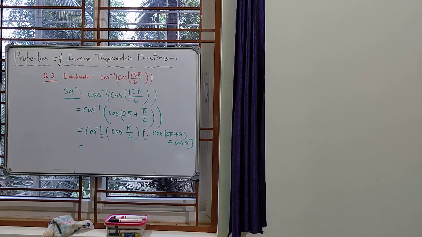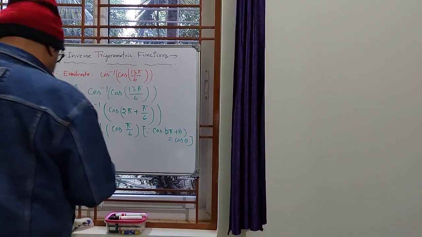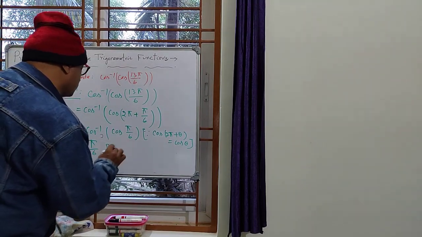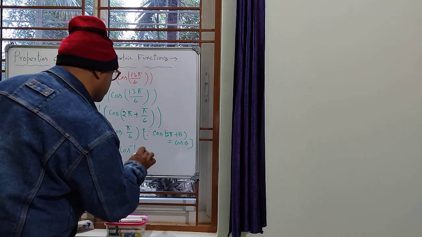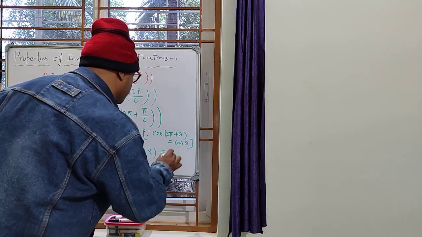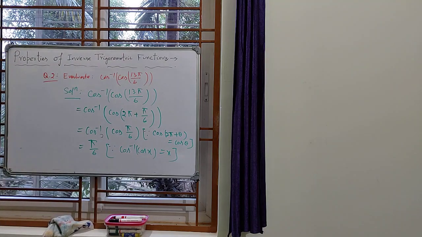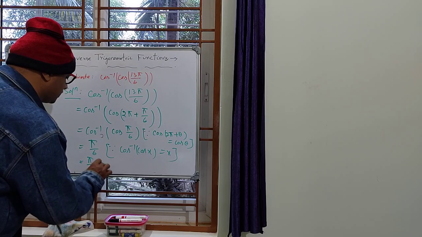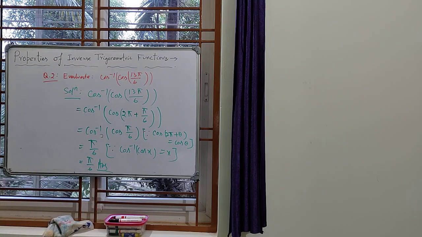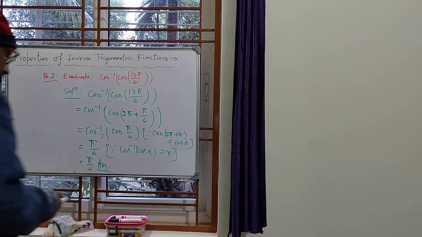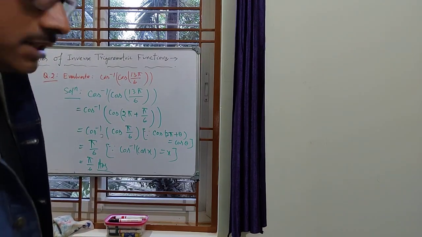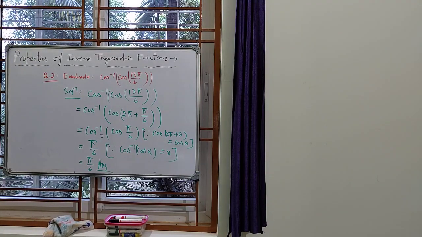Similarly, according to the property of cos inverse, cos inverse cos theta equals to pi by 6. That is equals to pi by 6, since cos inverse of cos x equals to x, which is the required value. Pi by 6 is the required value or answer. In this way, we can work out other problems. Let us work out another problem over here. Please note it down.